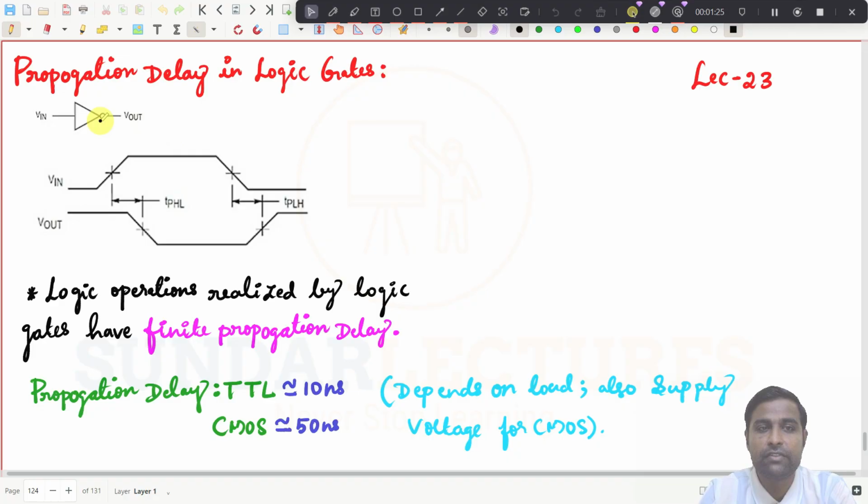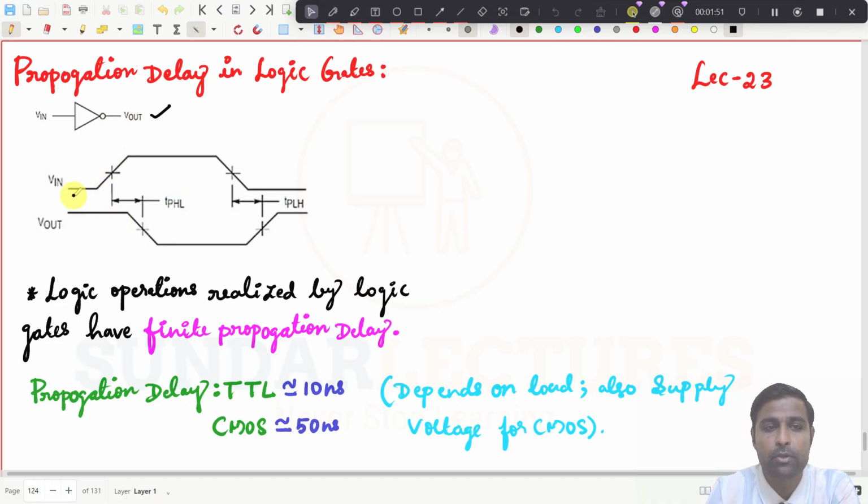And in this class, we are going to see propagation delay in logic circuits. Actually, what is propagation delay in logic circuits? For example, consider this a NOT gate. So we will have V input and then V output. And what is the process of the NOT gate? If 0 comes, it will generate 1, and if 1 comes, it will produce the output as 0.